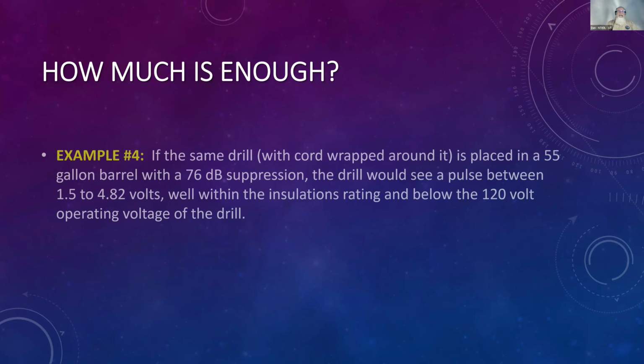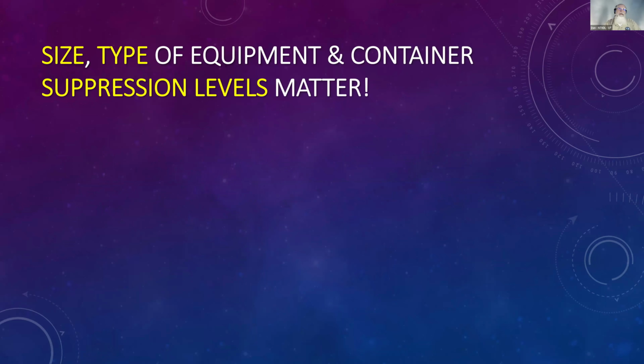And the last example, if the same drill with the cord wrapped around it is now placed in a 55-gallon barrel with a 76 dB suppression, the drill would see a pulse between 1.5 and 5 volts, well within the protection ratings of the drill. So that would be good.